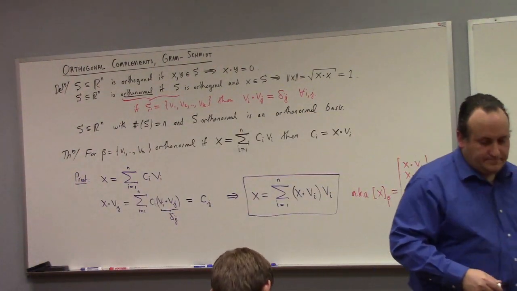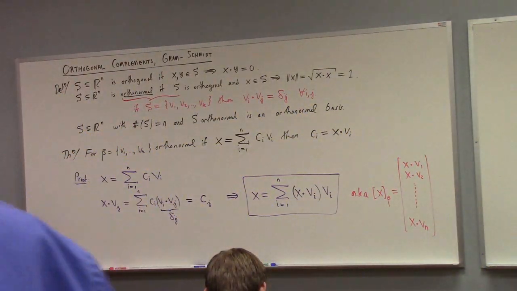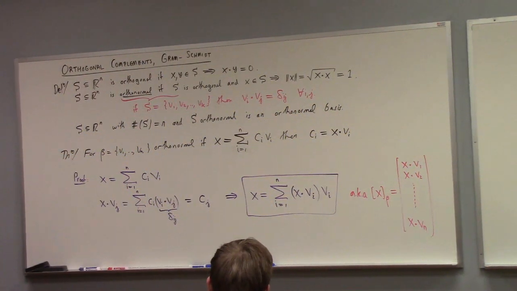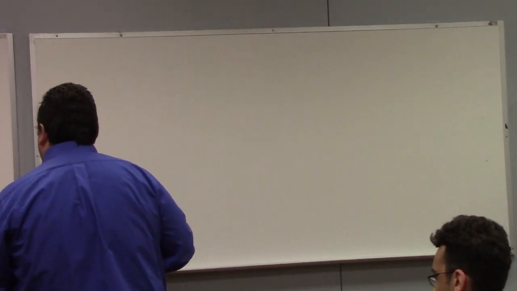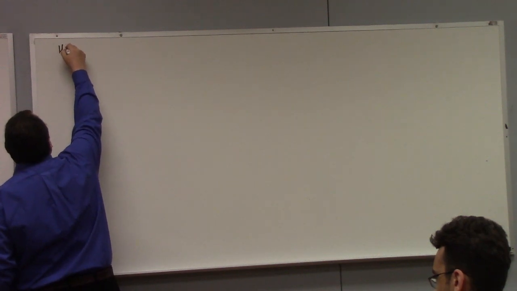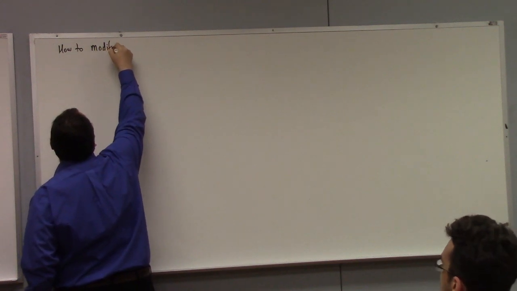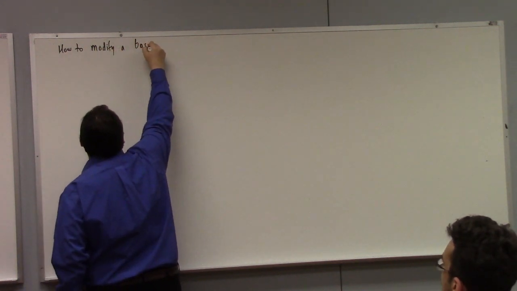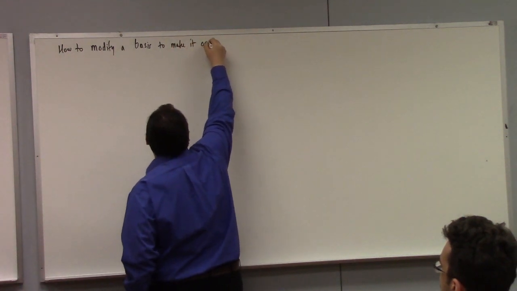So obviously, it would be a nice thing if we had some kind of procedure where we could take a basis which was not orthonormal and somehow make it orthonormal, right? So that's the next order of business here, is how to modify a basis to make it orthonormal.